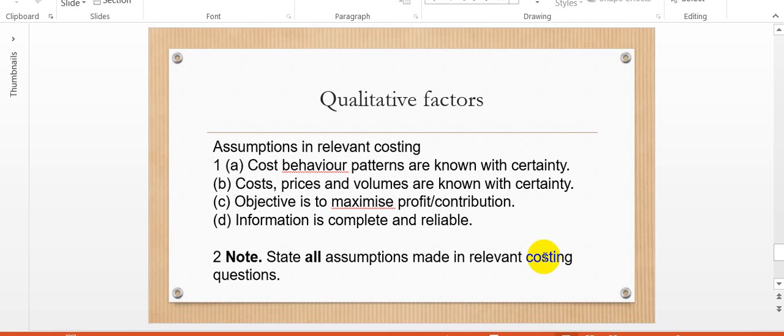When stating these assumptions, state all assumptions made in relevant costing questions. Again, make sure to read the question, do the application as given in the question. So that brings us to the conclusion of relevant costs.